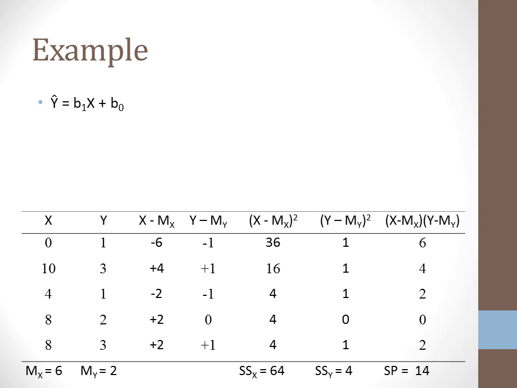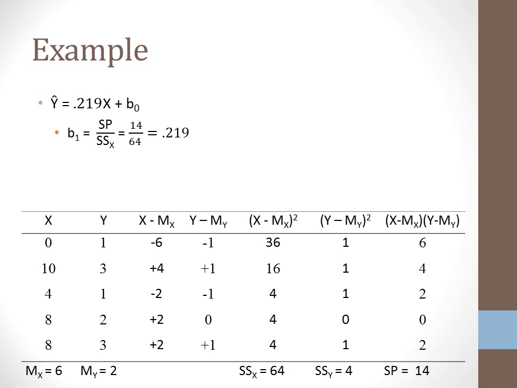If we think back to our example, we take this formula and go back to the example that we did at the beginning of the lecture and simply solve the regression equation. For the slope, we need to take the sum of products and divide it by the sums of squares. Here are the values that we need. We simply take the value of 14 and divide it by 64, and for the slope we get a value of 0.219. Now let's place this value into the equation.